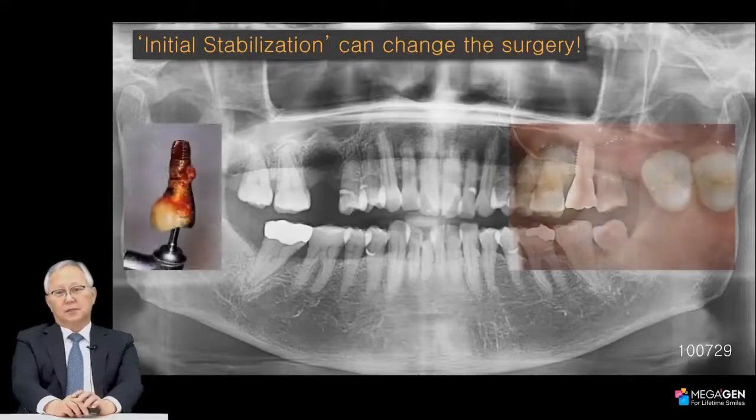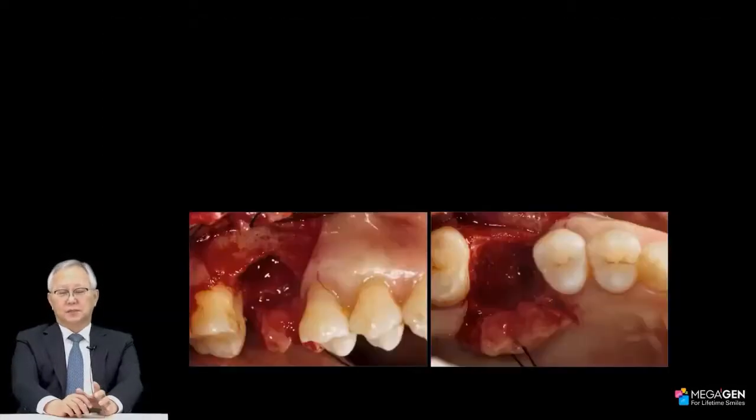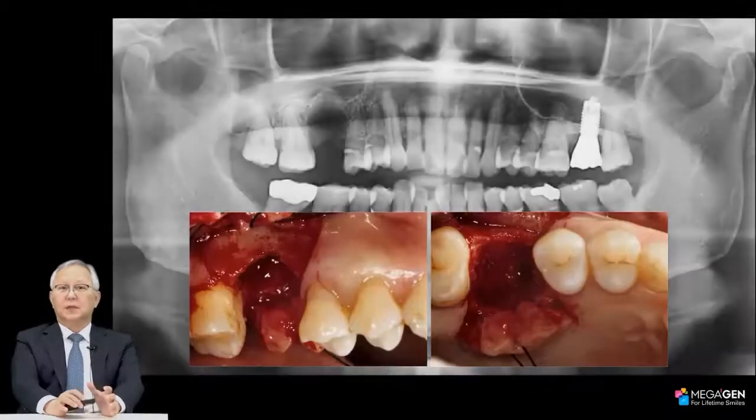So this is quite a complicated case. The patient was referred to me with failed implants, and even 4 to 6 weeks later, the socket was not filled with bone, there was no regeneration in the bone. The socket was very wide, but there was only 2 millimeters of available bone under the sinus floor.